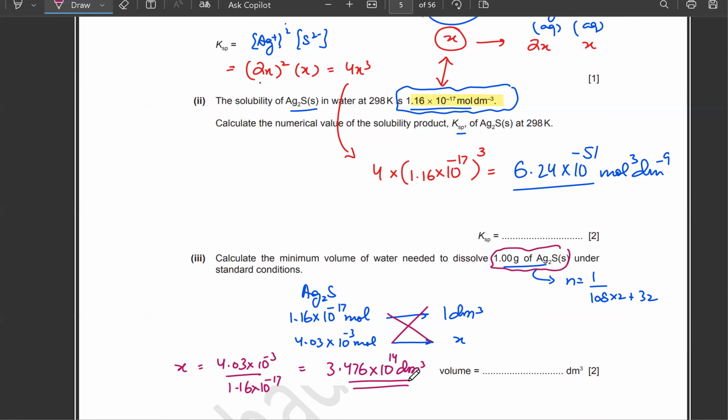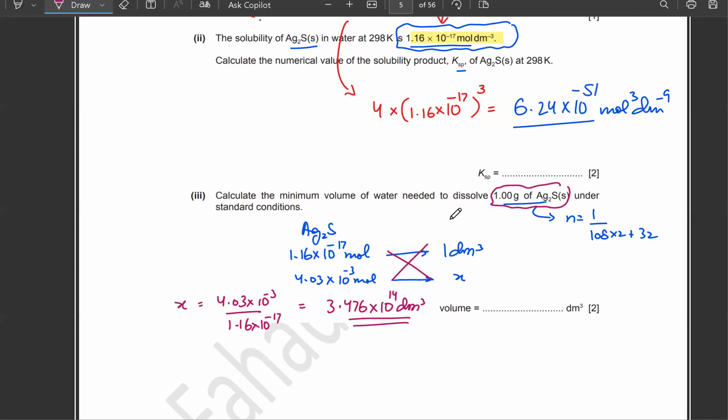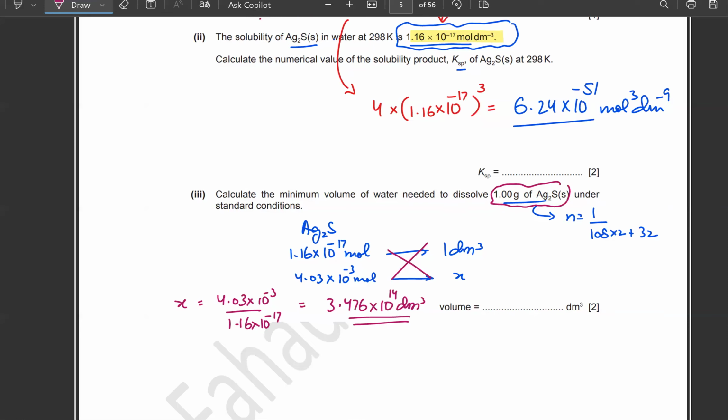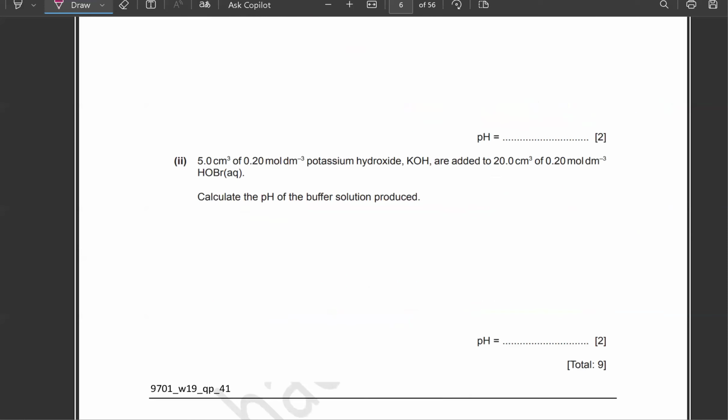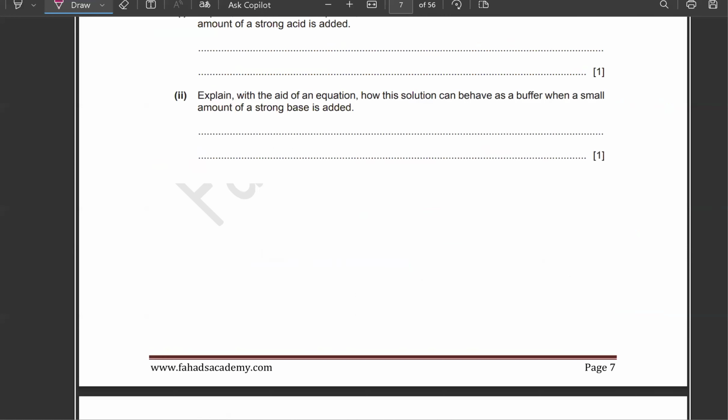That's a lot of water needed just to dissolve a tiny amount. Probably like an ocean of water, 10 power 14 dm cube. So 1 gram shows it's very, very insoluble. Even 1 gram is very hard to dissolve, and you need a lot of water to dissolve that. Is this question clear? Yes. Okay, this was not a common ion question. One second, let me make one more effort.